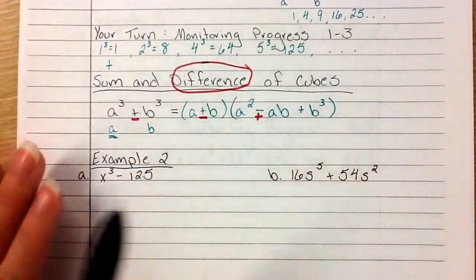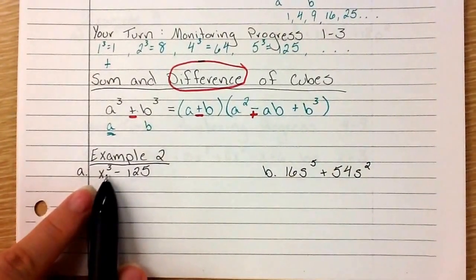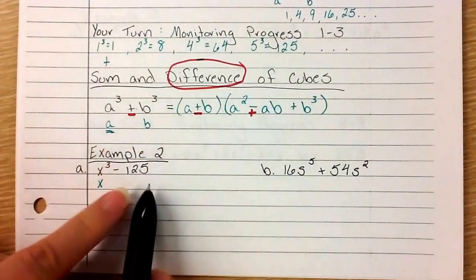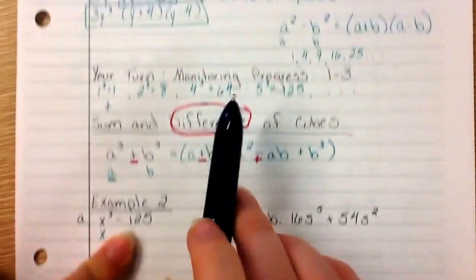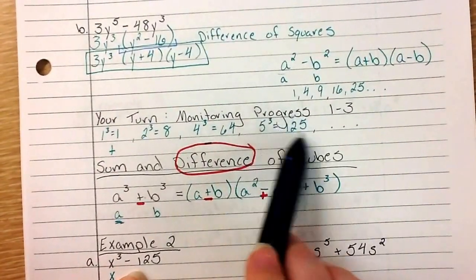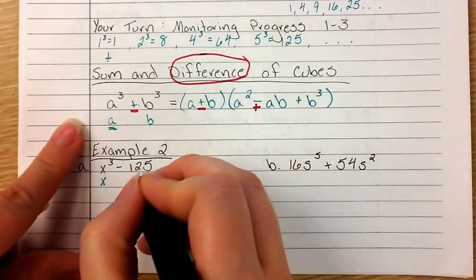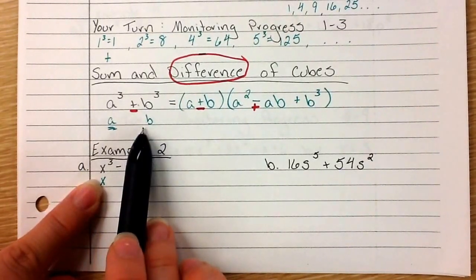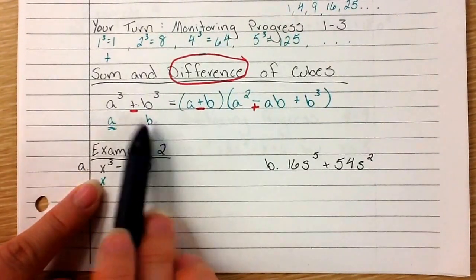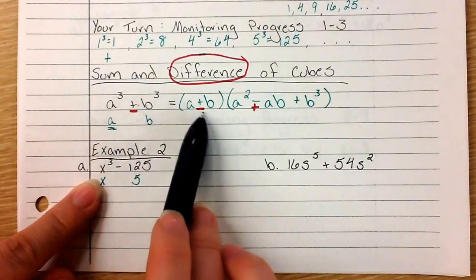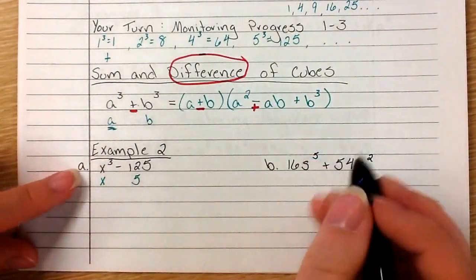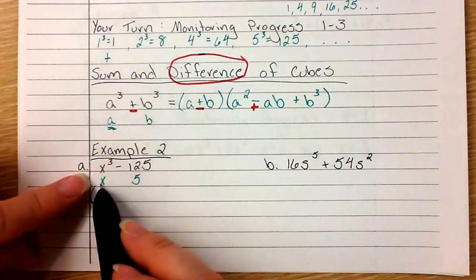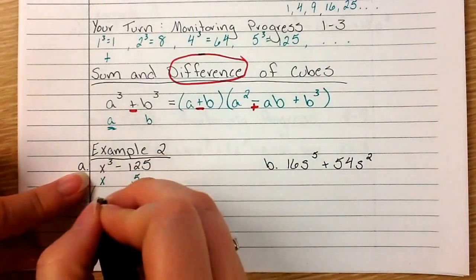So first of all, here, example 2. First of all, I'm looking to see, are these cubes? Well, I can tell this first one is a cube of x. What's this the cube of? Is it a cube at all? Well, I did write it down here. 5 cubed is 125, so this is the cube of 5. So these are going to act like my a and my b up here. So now to factor these, again, this is a minus, so I'm going to be looking at the subtract one. So when I factor it, I take these two things and do the same sign as here, so I'm going to subtract them.